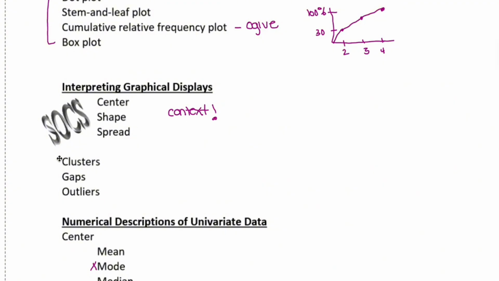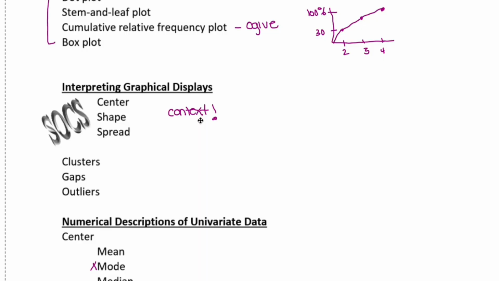Also outliers. Sometimes you will be able to mention clusters or gaps, but mainly SOCS are the 4 components you will be mentioning when you are asked to describe data or a histogram most of the cases. So always remember to put that into context. You can't just say generally how it looks like.